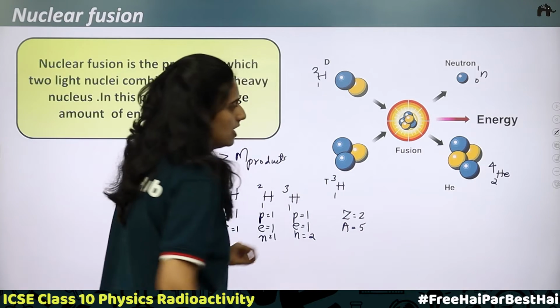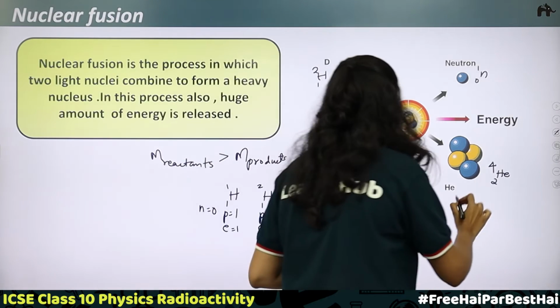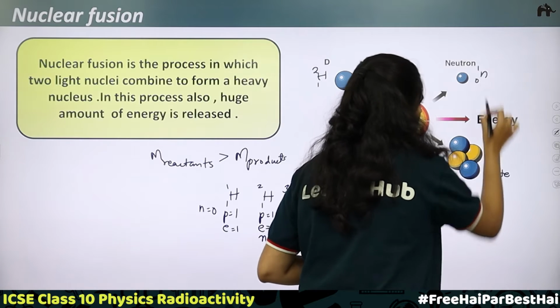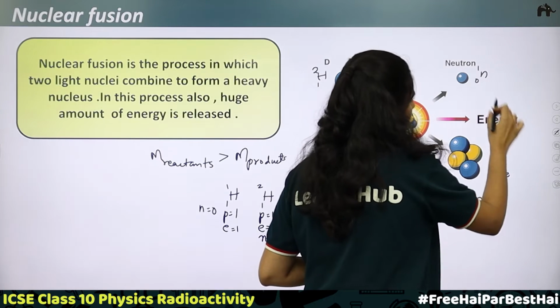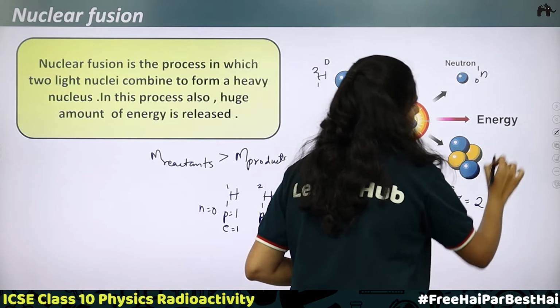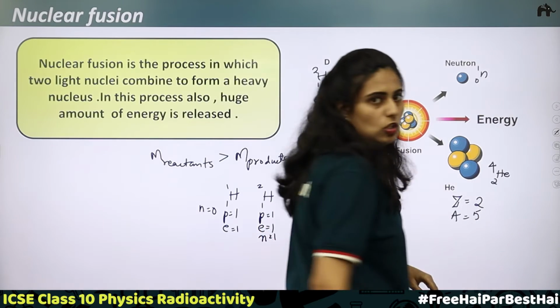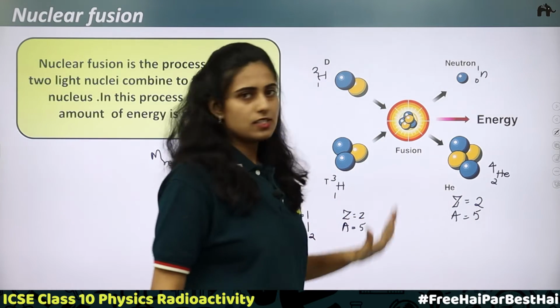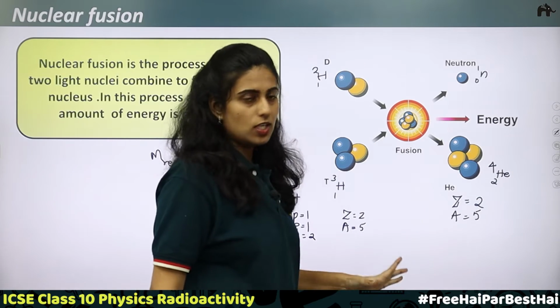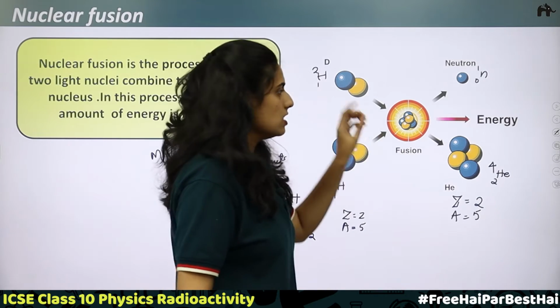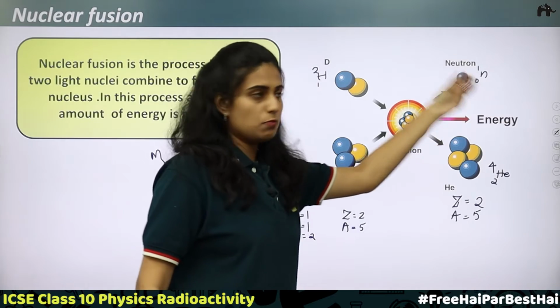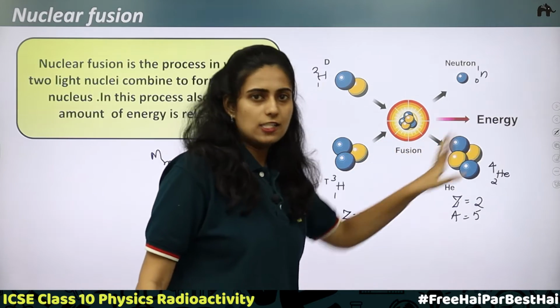This is the reactant side. Next, the product side: atomic number Z is equal to 2 plus 0, 2. Mass number A is equal to 4 plus 1, 5. You can see that the atomic number and mass number are conserved. Okay, mass is released. This released mass is in the form of energy. Mass lost is in the form of energy released.